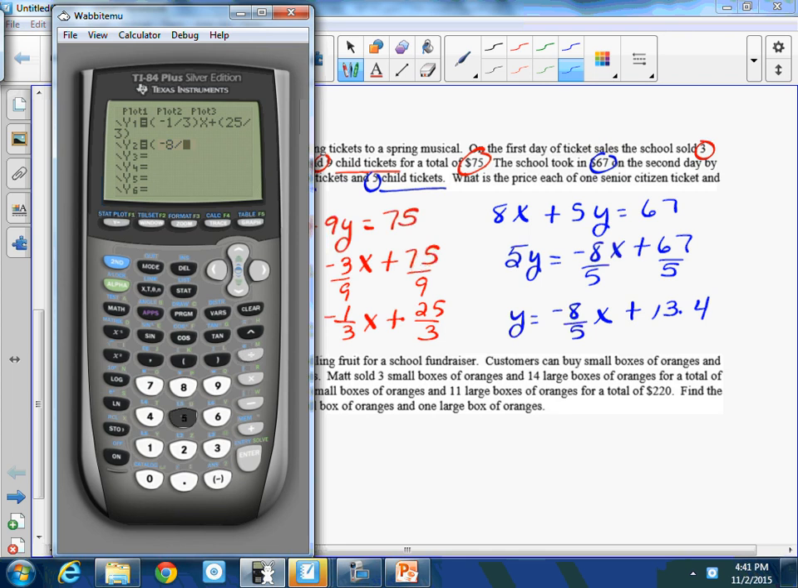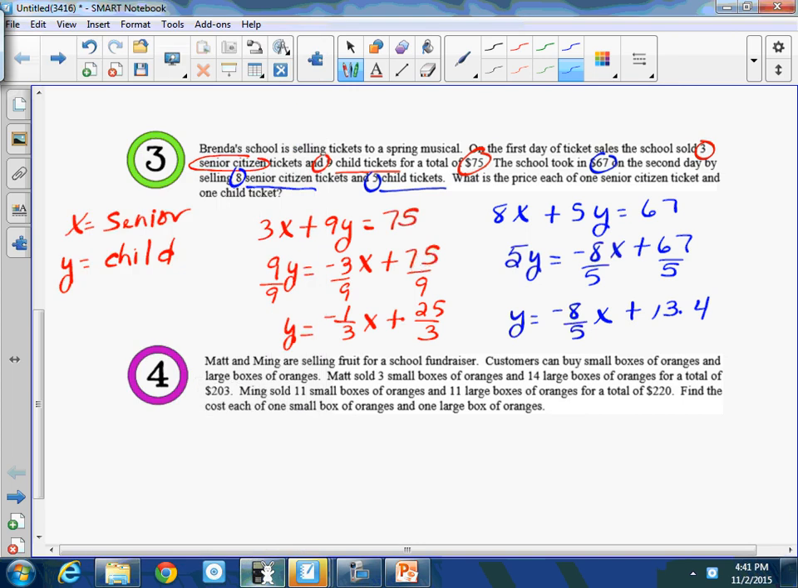Negative 8 divided by 5x plus 13 point. I'm going to go ahead and change my window to negative 20 and positive 20. And I'm going to go ahead and find the intersection of the line. 1, 2, 3. So that'll be x equals 4, y equals 7.